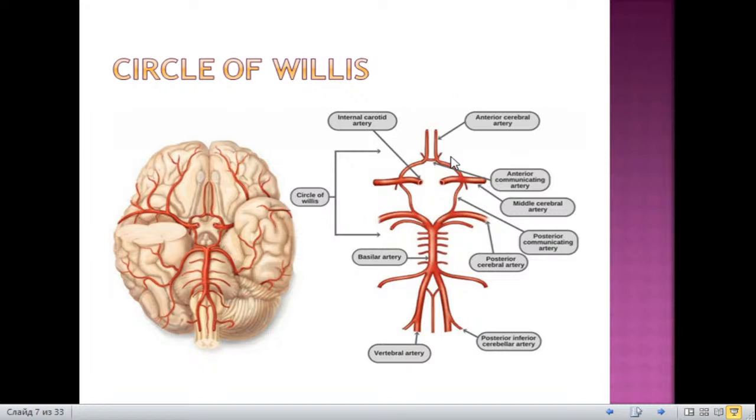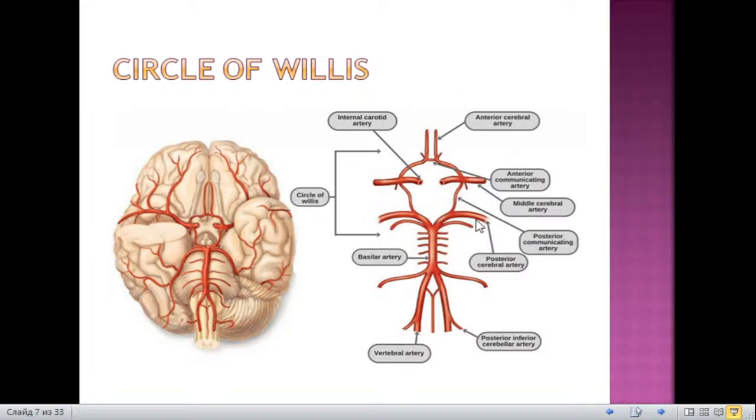And the circle of Willis consists of the following arteries. First artery here is the internal carotid. After that, to the front of this artery, it gives off the anterior cerebral artery. Both anterior cerebral arteries are connected to each other by the anterior communicating branch.